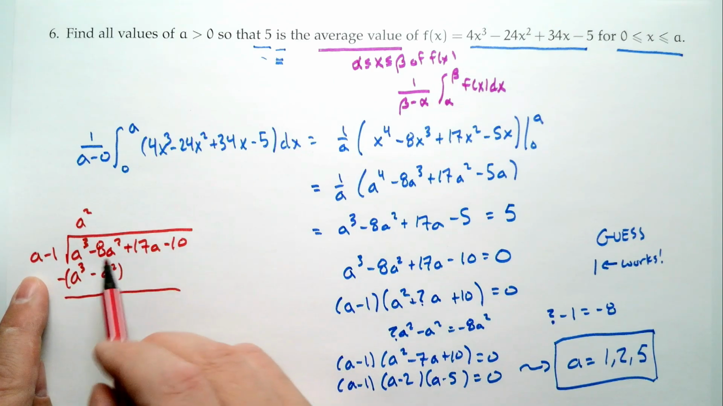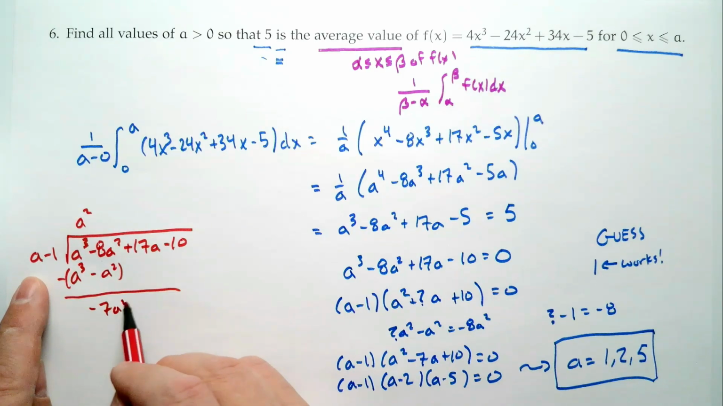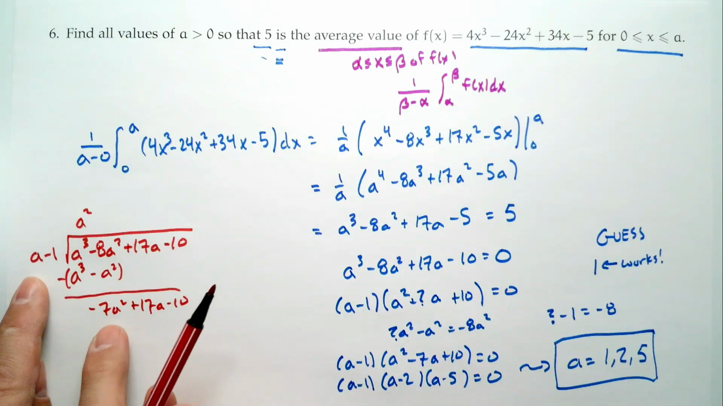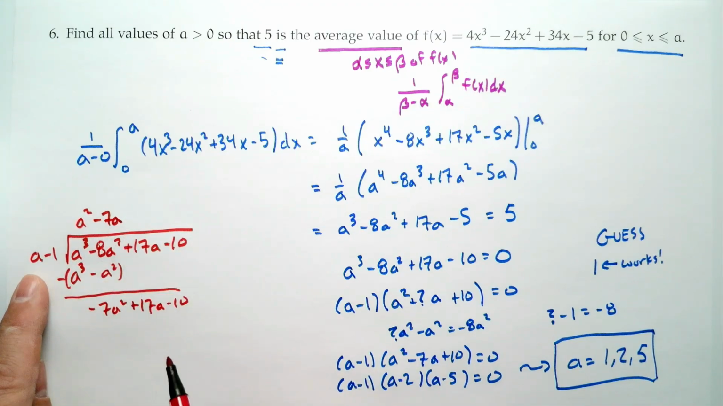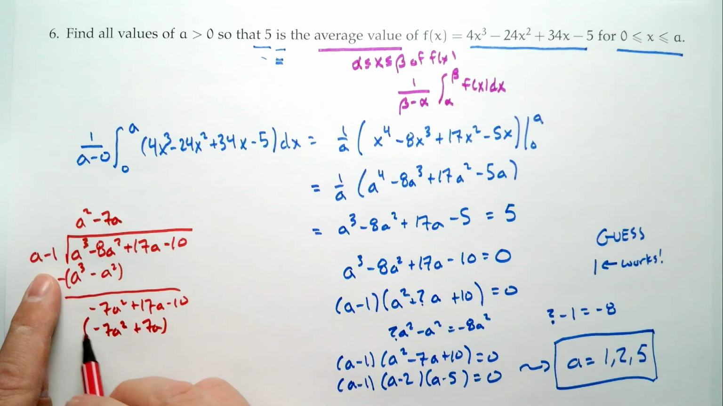Subtract. Minus 8a squared minus minus makes minus 7a squared. And then I still have the other terms. Okay, now the highest term is minus 7a squared. Well, to go from a to minus 7a squared, that better be minus 7a I multiply by. So minus 7a squared, good. Then plus 7a, subtract. So those cancel.